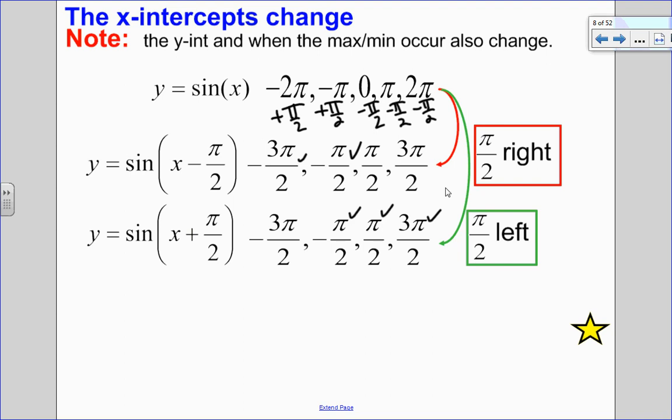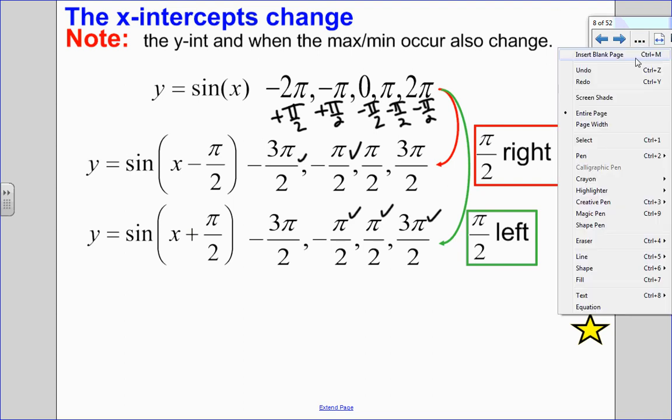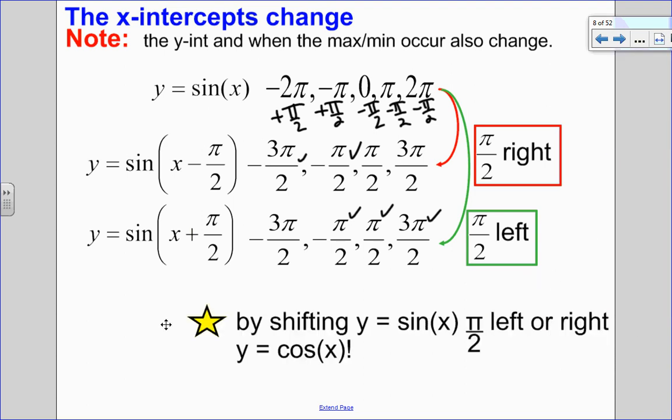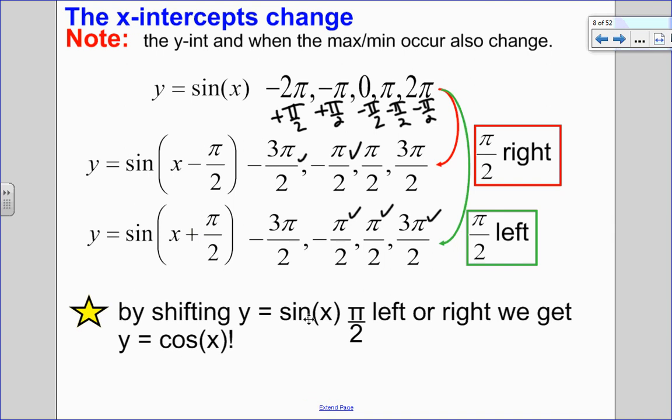Now, when we first introduced the idea of sine and cosine, remember that the only difference between sine and cosine was the starting point, and it's actually just a shift. So by shifting the sine graph pi over 2 left or right, we actually get the cosine graph. So the only difference between sine and cosine is the starting point.